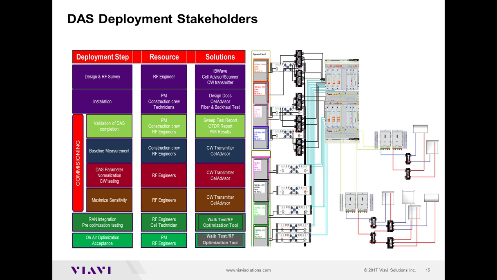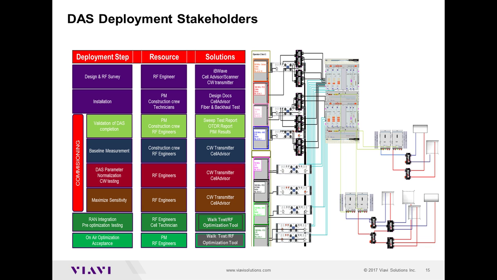And then, running the tools that you will have in the field, you will go and validate whether everything is within the link budget. That is very essential, and that will be done in the installation phase. Then comes the commissioning phase, where you will do the validation of the DAS completion and the baseline measurements again. You will do the parameter normalization with CW testing. Basically, you will inject a signal at one end, take a scanner, and see how things are looking. You will maximize the sensitivity by changing the attenuation and things like that. Like I said, it's very complicated, and your RF engineers will be engaged at that time.